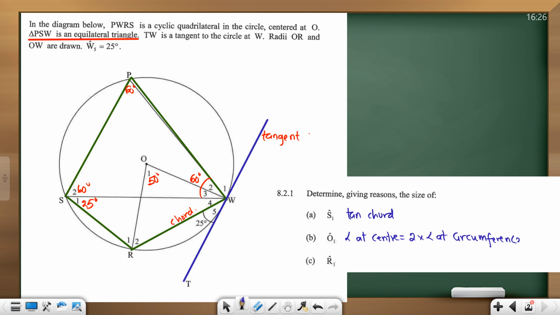Okay, now let's try to get R1. Where is R1? Oh, R1 is here. I'm sure that's about 3 marks. R1 is there. Anybody wants to take us through R1? I already have it. I already have my R1.